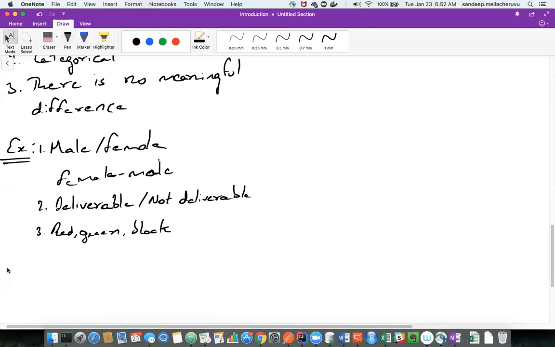I have a question. Sure. For deliverable and not deliverable, you mentioned that it does not mean it has only two values, but it can have any number of values. What do you mean by that?